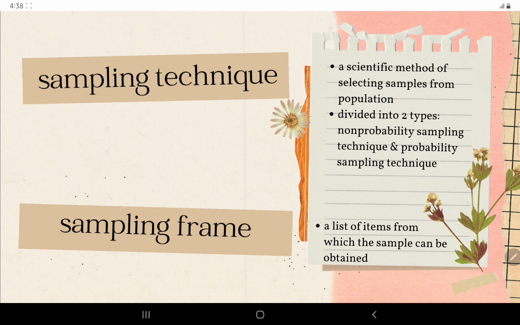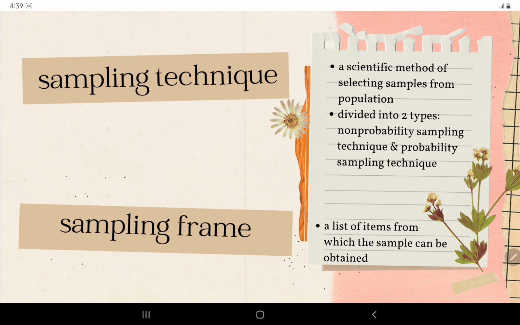So our sampling frame is the list of school teachers in the country, meaning from where we obtain our sample. Our sample is the school teachers in the country. So where do we get our sample? We obtain our sample from the list of school teachers in the country. So the list of school teachers in the country is the sampling frame.